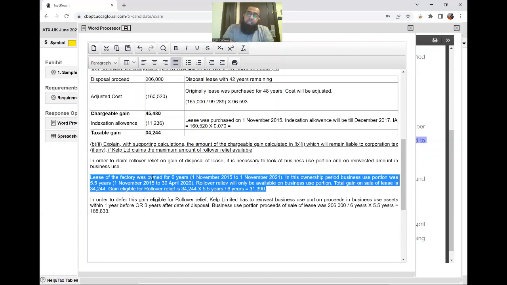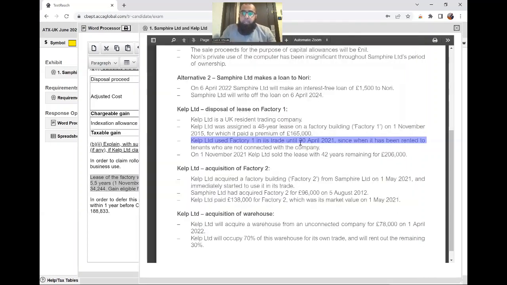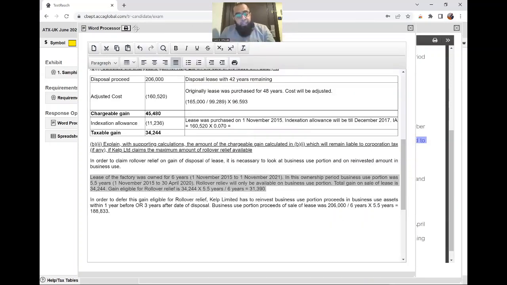Lease of the factory was owned for 6 years, November 15 to November 21. Business use was till 30th April, because after that we rented it out. Calp Limited used Factory 1 in its trade until 30th April, since when it has been rented out to the tenants. So business use is still 5.5 years. Rollover relief will be available on business use portion, so the gain which is related to business use will be eligible for rollover relief.